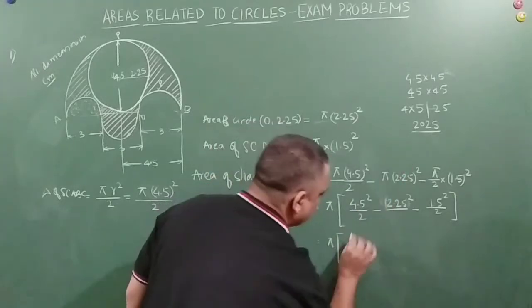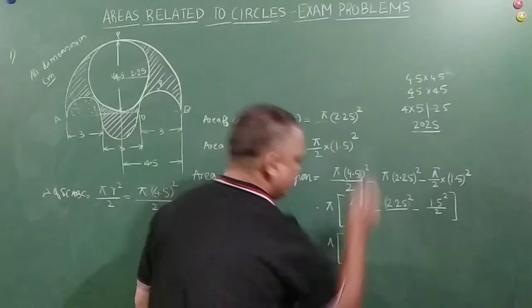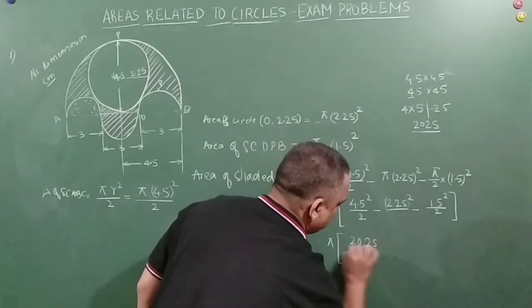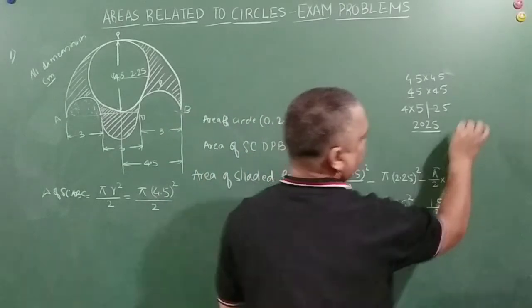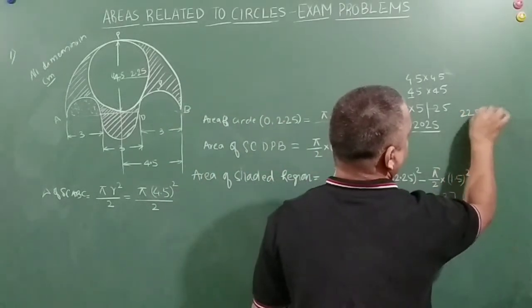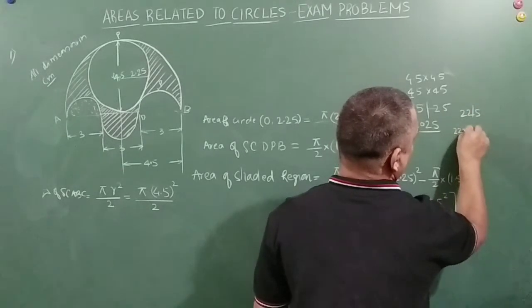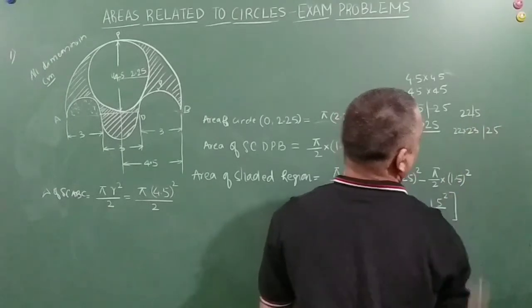This is in very short. If you want to see the elaborated version, you can see that it is 2025 divided by 2 minus 2.25. Again we can do that way. 225 whole square divided by 2, so this becomes 22 into 23 and this becomes 25. This is equal to how much?